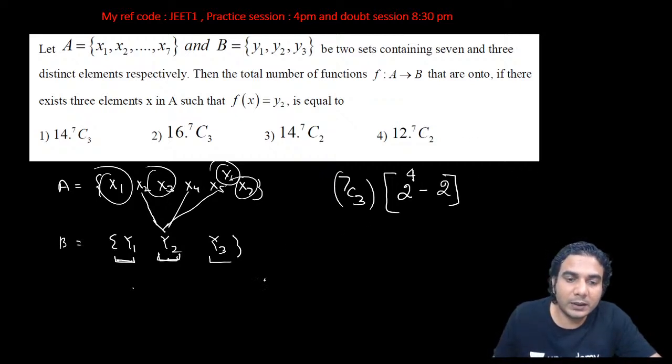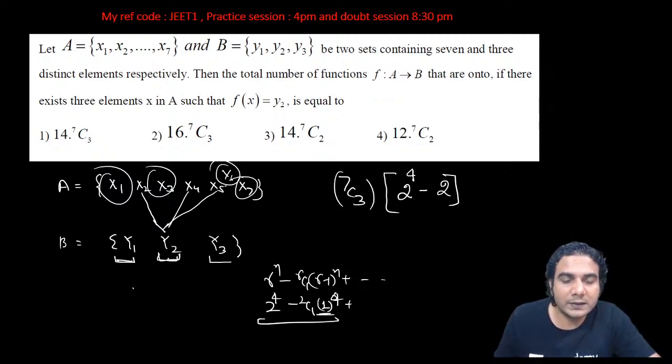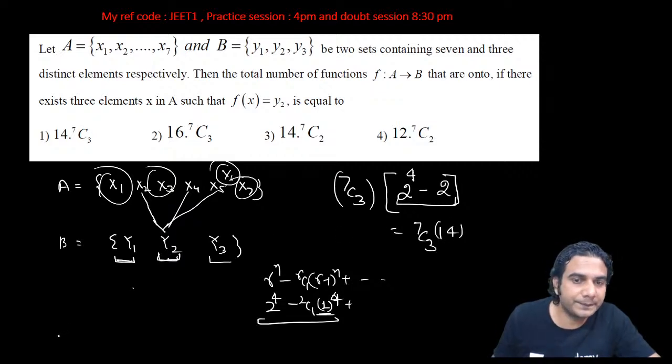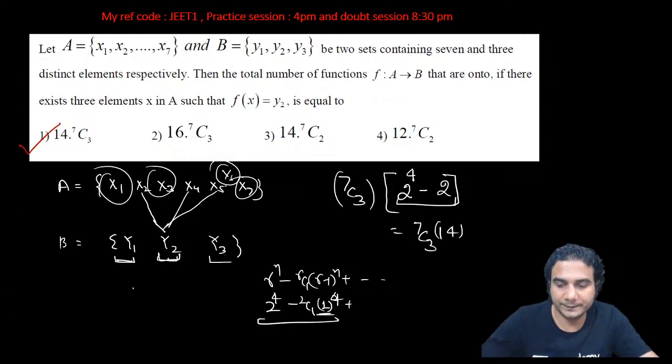You can apply the formula, r raised to n minus rC1 times (r minus 1) raised to n plus, and so on. So here it is 2 raised to 4 minus 2C1 times 1 raised to n. That's it, finished. So that is the same as 2 raised to 4 minus 2. So this is 7C3, let's write it like this, and this is 14. So 14 into 7C3 is your answer. So which option is correct? Option A is the correct option. All right.